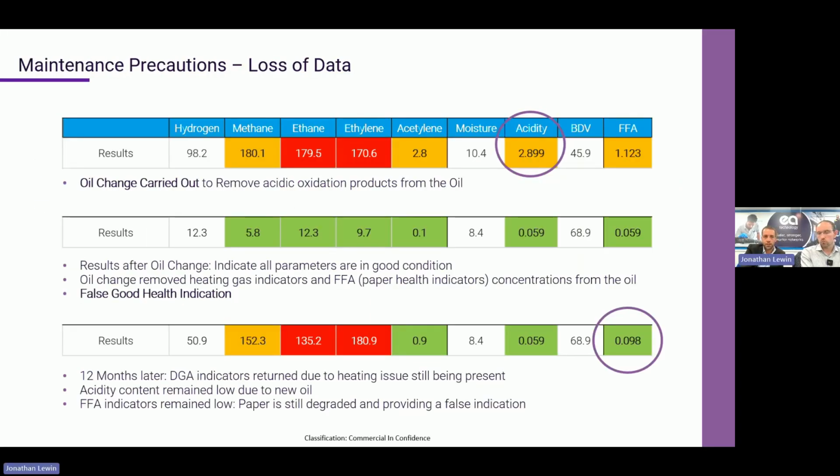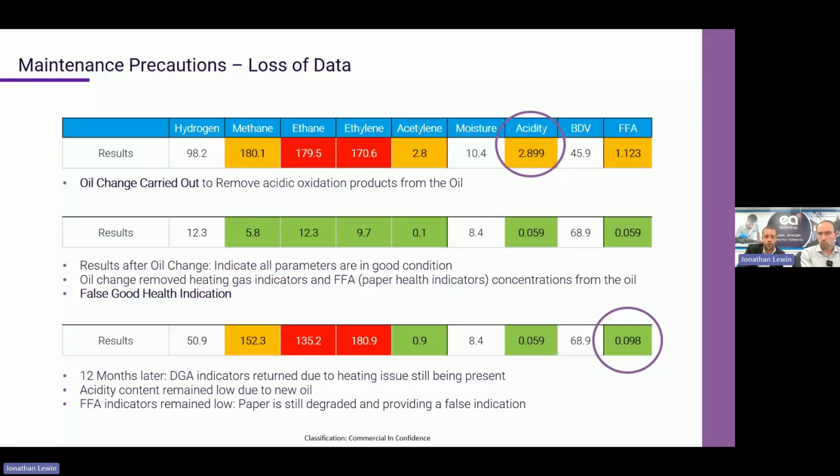One thing to bear in mind when it comes to maintenance is the risk of data loss. So here you've got a set of results from an asset from an oil test. You can see there is evidence of high temperature heating, really elevated ethane and ethylene particularly. Also slight arcing is noted there with the acetylene. You have very high acidity, 2.9. You've also got moderate levels of FFA present in the oil. For engineers out there, an FFA result of 1.1 is a DP of low 400s, maybe about 420-ish, I'd suggest.